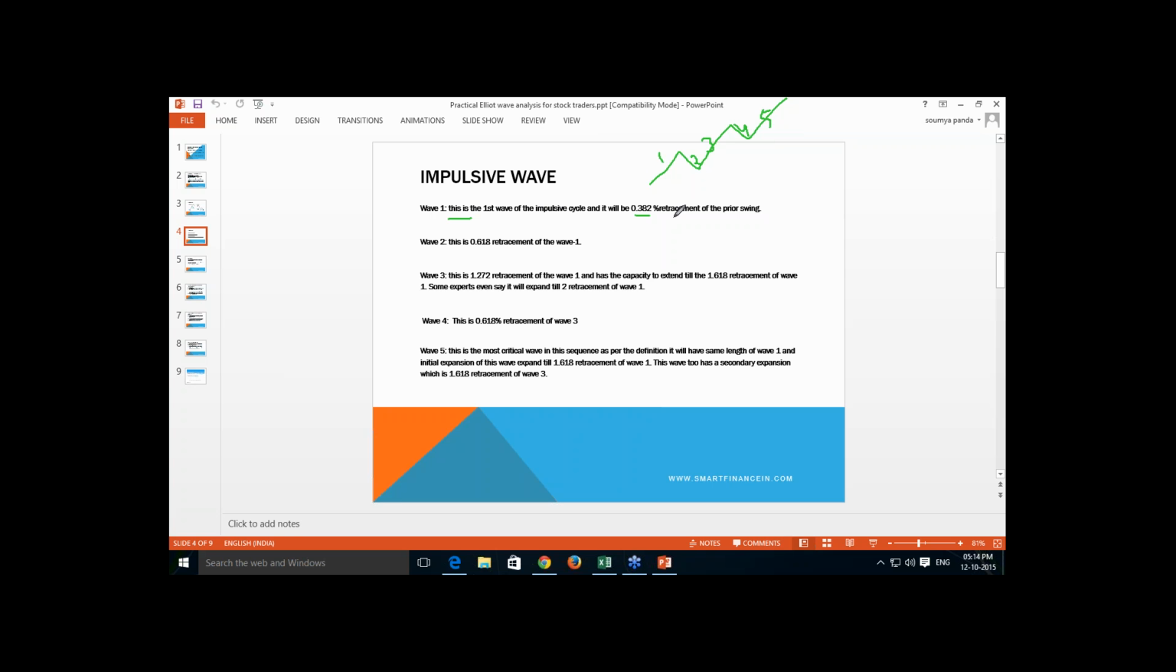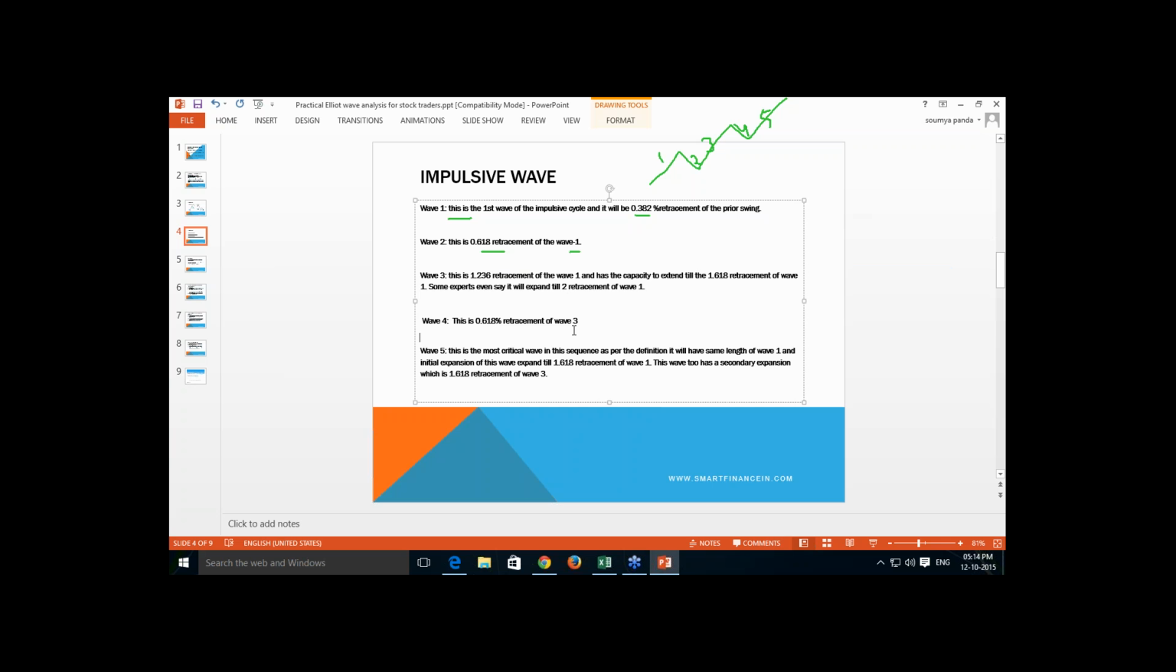So wave 1 in the impulsive cycle will be a 0.382 retracement of the prior swing. Wave 2 is a 0.618 retracement of wave 1, and wave 3 is a 1.236 retracement. So here this wave 3 is the 1.236 retracement level. These are all Fibonacci ratios, and it has an expansion of first degree, expansion of second degree.